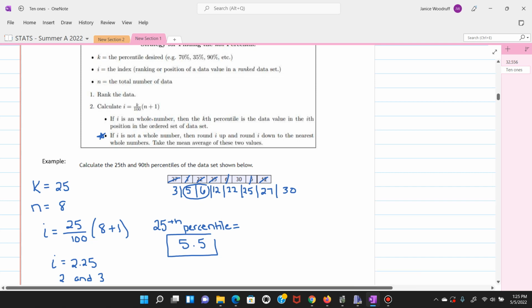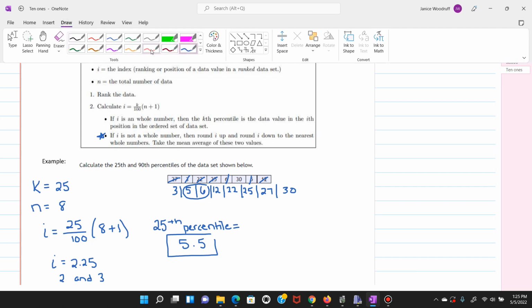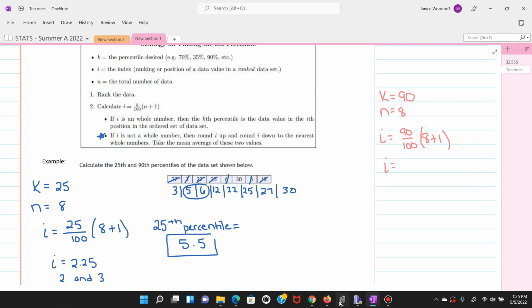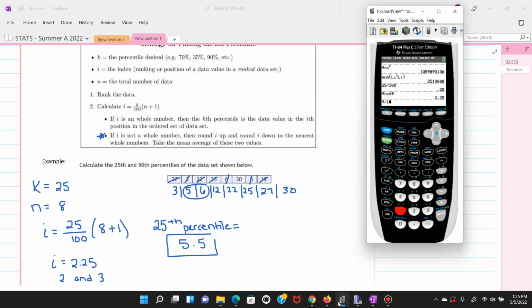Let's do the 90th percentile. So we're going to do this again with the 90th. So here we'll do a K of 90. N is still going to be 8. So we're going to go I. It's going to be 90 over 100 times 8 plus 1. So let's see what that gives us. And then that's going to be times 9.